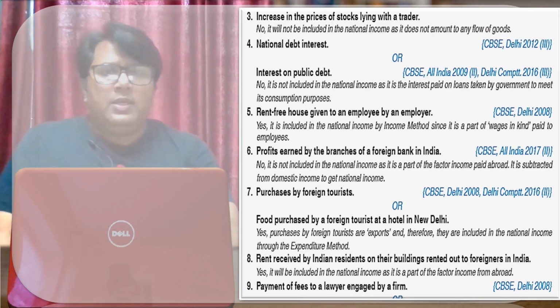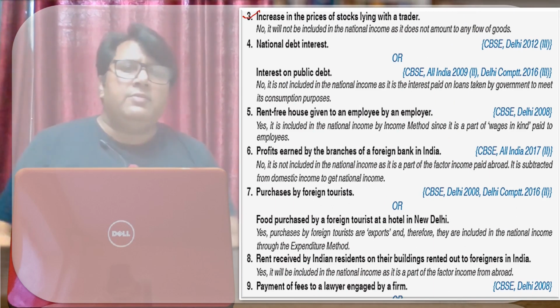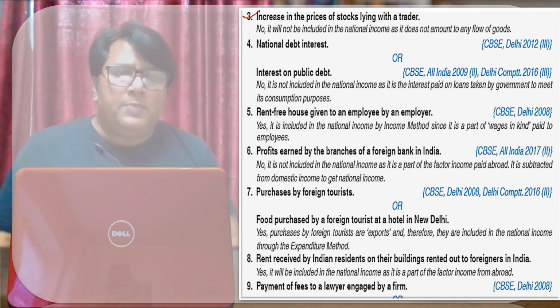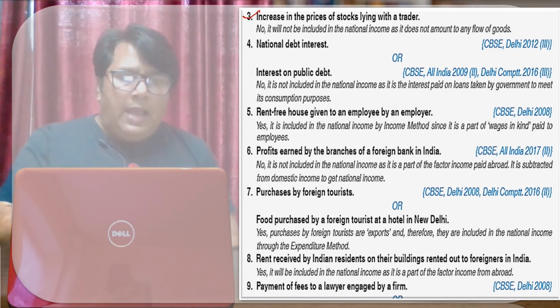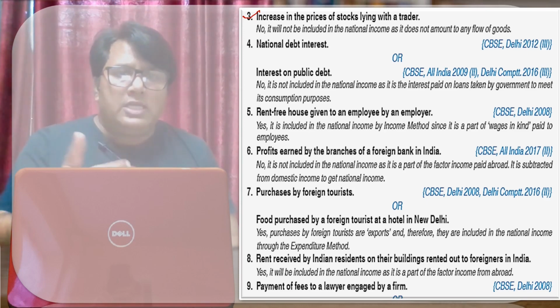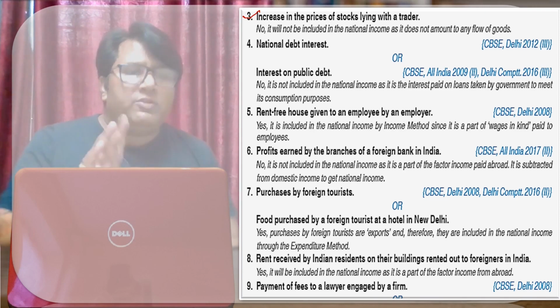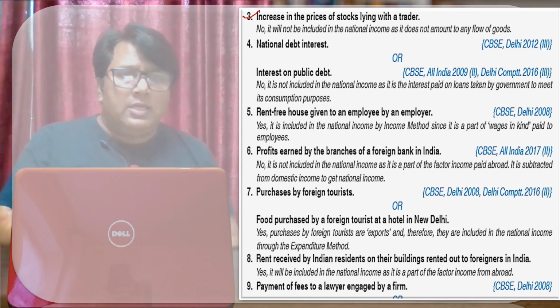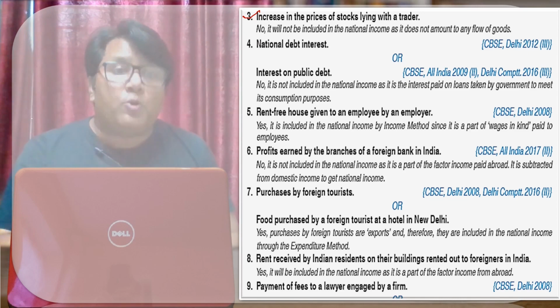Let us see the next one. Increase in the price of the stock lying with the trader. We have already seen it should not be considered. Why should it not be considered? Because it will not result in the production. If the value of the stock increases, it means that the capital gain should not be considered in the national income when the price of the stock is increasing. What it means? It means it is the capital gain. And always remember, capital gain will not be considered in the valuation of the national income because it will not result in the flow of goods. It will not result in the production of the goods.